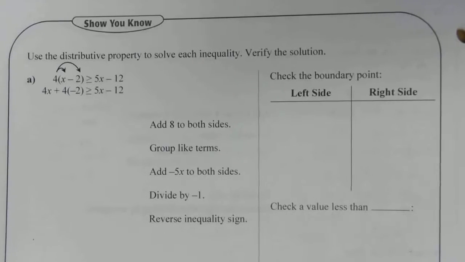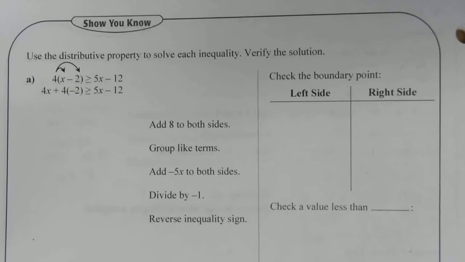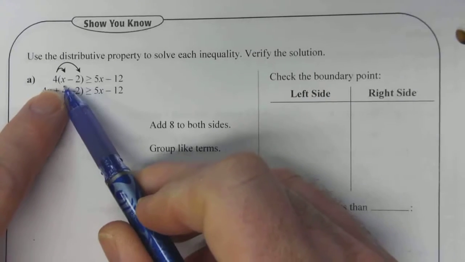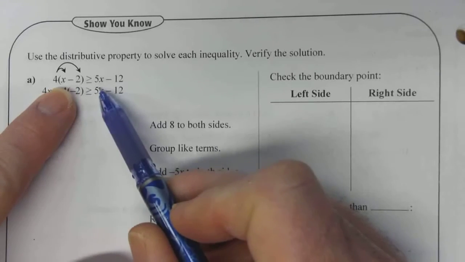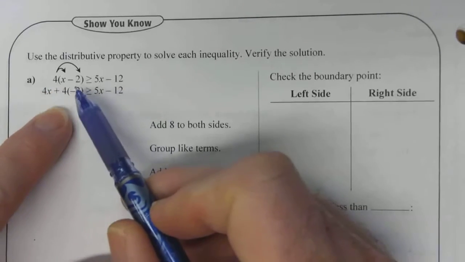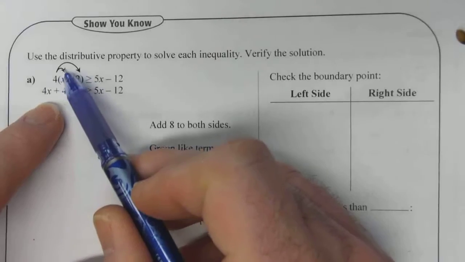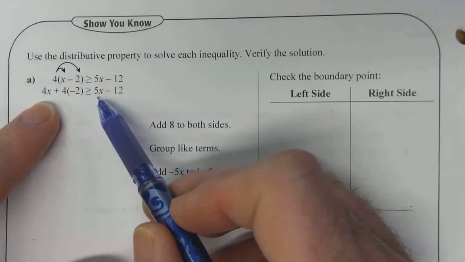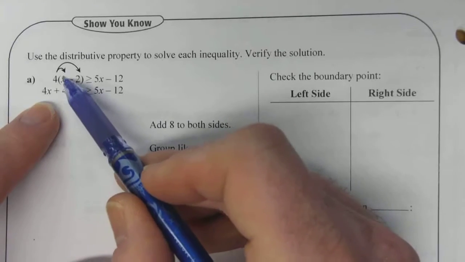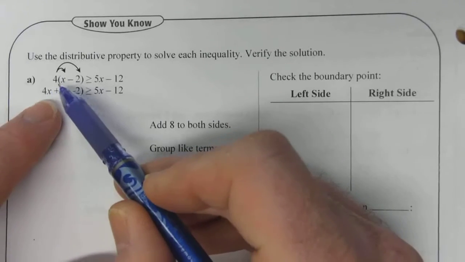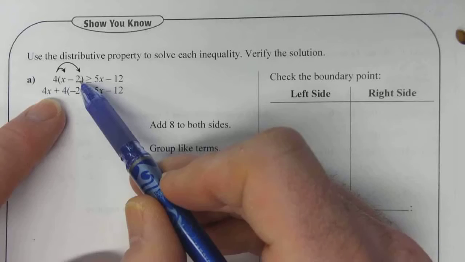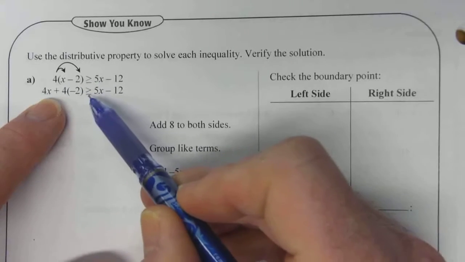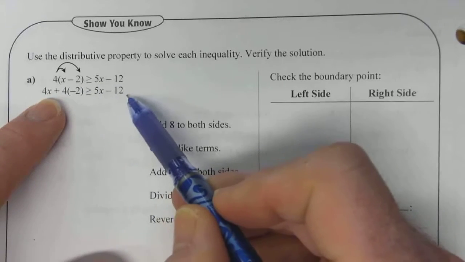Alright, so for this one, we're going to use the distributive property to solve each inequality, and then we will verify our solution again. So 4 times x minus 2 is greater than or equal to 5x minus 12. What they've shown here with these arrows is the distributive property being used, and in fact the second line, they've already provided the solution. So it's 4 times x, which is this, plus 4 times negative 2, which is this.